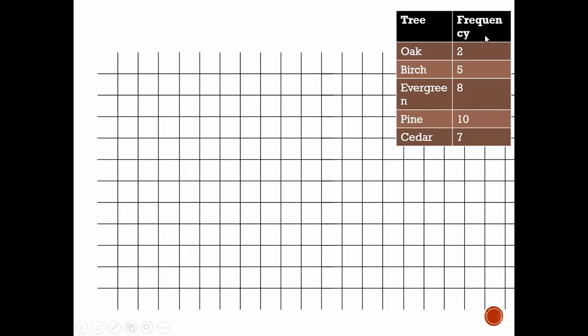Okay, let's say you're given a frequency table over here. So the type of tree: oak, birch, evergreen, pine, and cedar, and the frequency. There are 2 oak trees, there are 5 birch trees, evergreen 8, pine 10, and cedar 7 trees. So how are you going to represent this on a bar chart? You have 2 pieces of information, which are tree and frequency. As I told you just now, the frequency will be on the y-axis. So this is the x-axis. As you can see here, the horizontal line is the x-axis and the vertical line is the y-axis. And you have to make sure that you put scales on the y-axis, because that's the axis that's going to represent the frequency, depending on the numbers that you have in the frequency table.